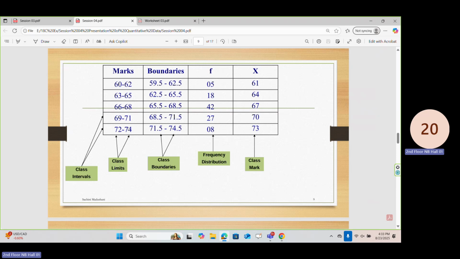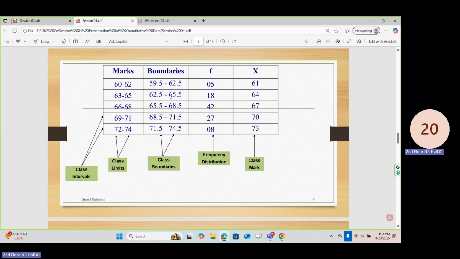Okay. Then when we use the class limits, what happens? The first class interval ends at 62, but the next one starts from 63. There is a gap, no? When we calculate the summary measures and when we insert a chart, this is the disadvantage. So we need to remove this gap before moving to further analysis. How do we do it? We can convert all class limits to class boundaries. Understood?